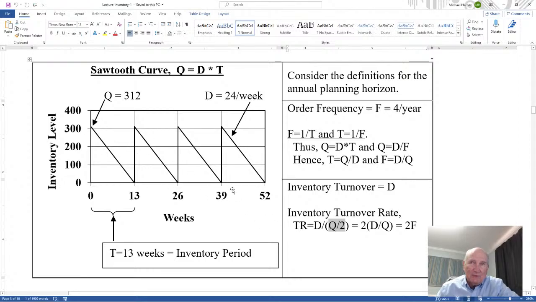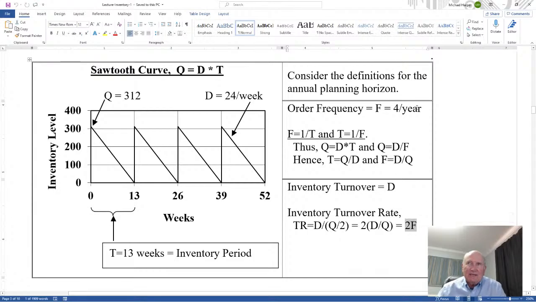So for this simple example, this is going to be the definition, and for most everything we do in here. Now later we'll be adding safety stock, and then things will change. But then I can do some algebra here, and 2 times D over Q. But notice D over Q up here is the same as the frequency. And so I have an identity here. The turnover rate for this simple example is 2 times the frequency.